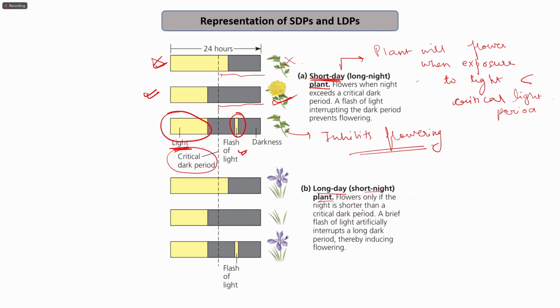if the night is shorter than a critical dark period. So in this, we can see that the plants flower only when there is a shorter dark period. But when there is a longer dark period than the critical dark period, the plant will not flower. You can see here. But again, when there is a brief exposure with a flash of light, the plant will flower, thereby inducing flowering, because they require a shorter critical dark period. Long day plants means shorter critical dark period.